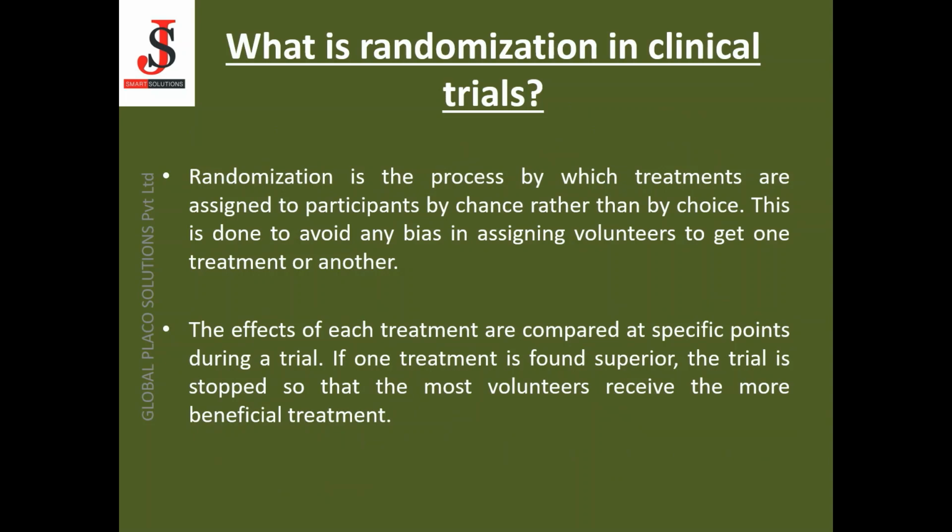So what is randomization? It is a process by which treatments are assigned to participants by chance rather than by choice. This is done to avoid any bias in assigning volunteers to get one treatment or another. The effects of each treatment are compared at specific points during a trial. If one treatment is found to be superior, the trial is stopped so that the most volunteers receive the more beneficial treatment. This is also asked in the interview, so please make a note of it.